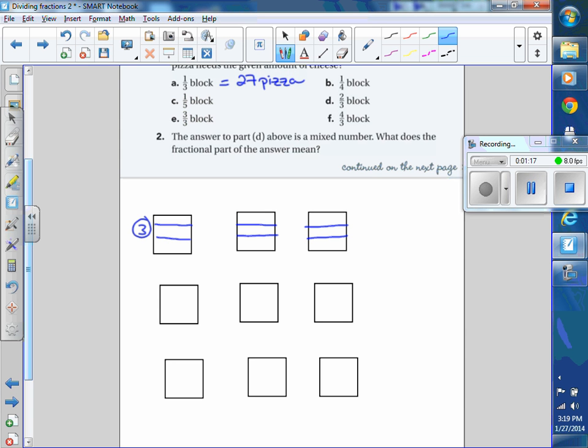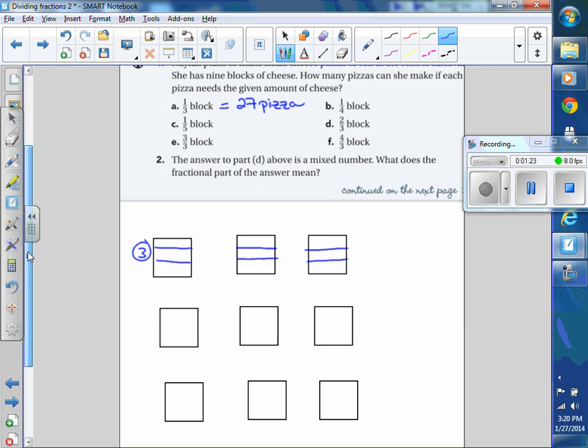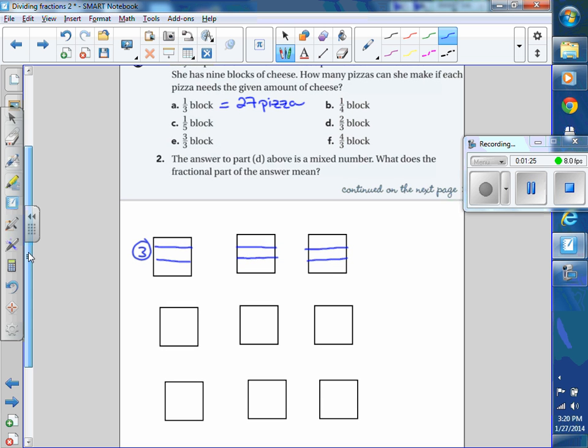Just with common sense. Does that make sense? Each little rectangle is a block of cheese. Okay?